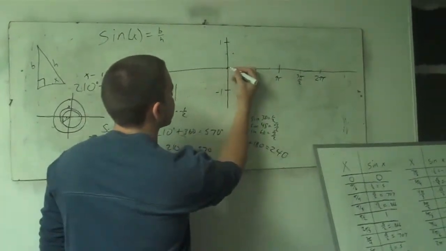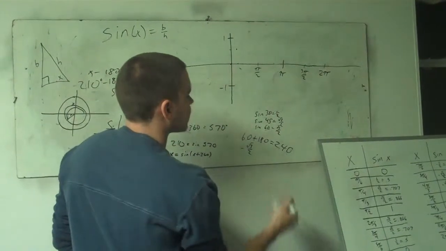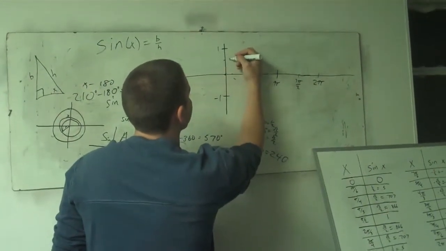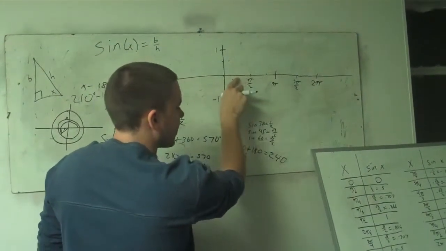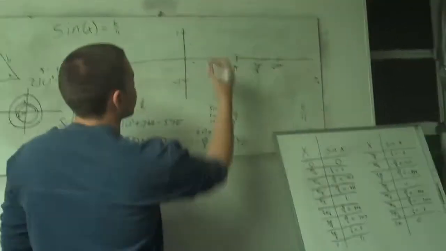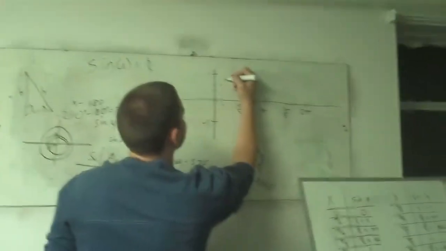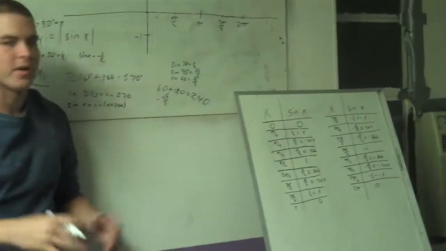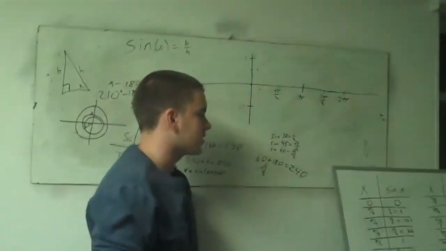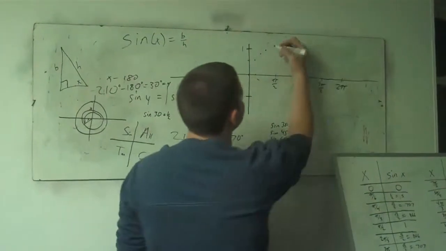So if we start from 0, 0, pi over 6 is equal to 1/2. Pi over 4 is equal to 0.707. And we can continue in this fashion. These are just rounded approximations. Root 2 over 2 is equal to 0.707. Root 3 over 2 is equal to 0.866. Easier to graph that way.